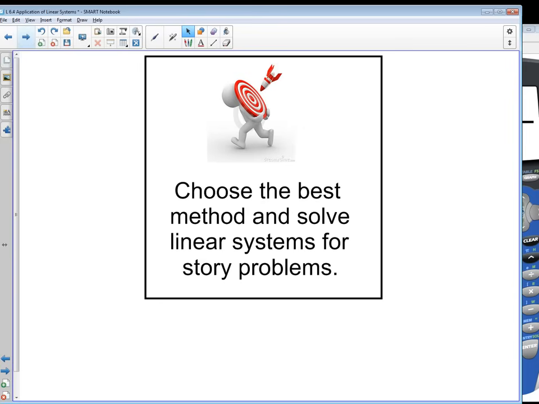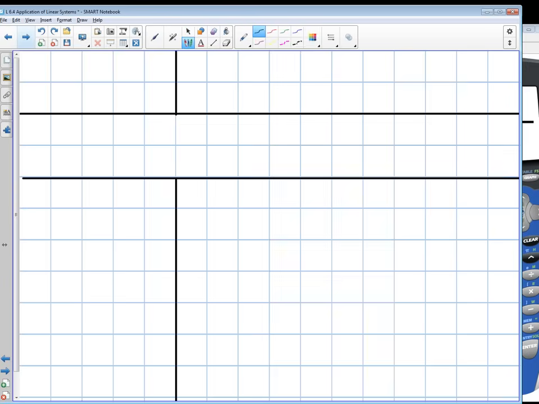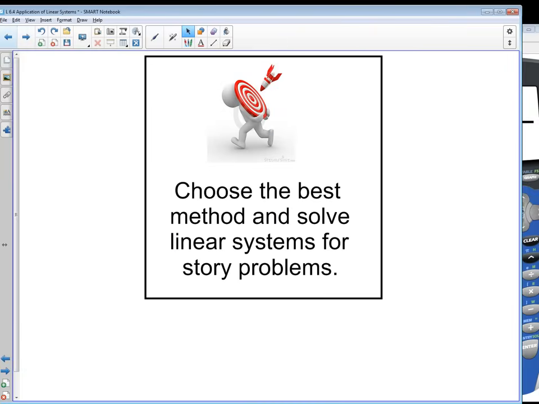Here we go. The learning target today is to choose the best method and solve a linear system for story problems. Remember to set your paper up with Cornell notes. This is lesson 6.4 on applications. You can write story problems and then set up your essential question. Remember, the essential question comes from the learning target, so hit the pause button, get all that set up, and then hit resume when you're ready to go.